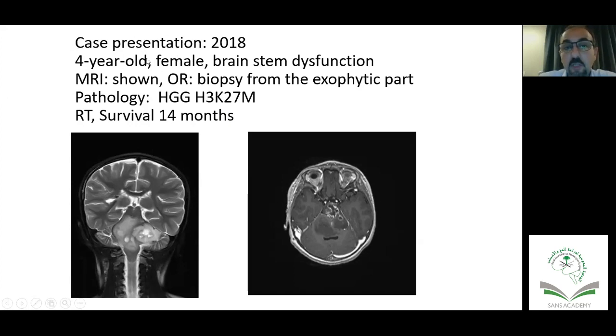So, 4-year-old female. There was an exophytic part here, which was biopsied. We could have started radiotherapy straight away, but for academic reasons, we took a biopsy and it was high-grade glioma, and it was actually H3K27M. Survival 14 months, she had radiotherapy.